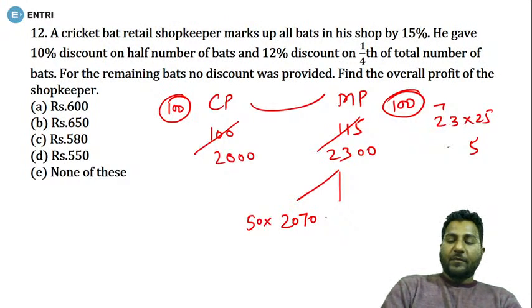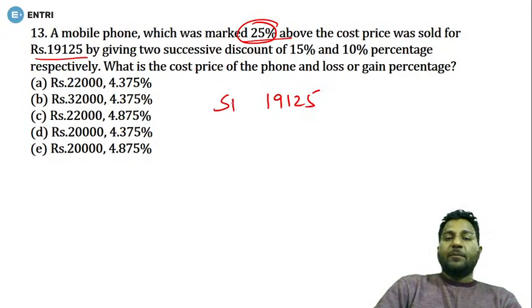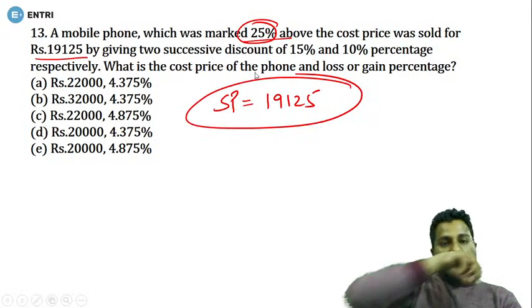Okay, the next one. A mobile phone which was marked 25% above the cost price was sold for 19125. So the selling price was 19125.